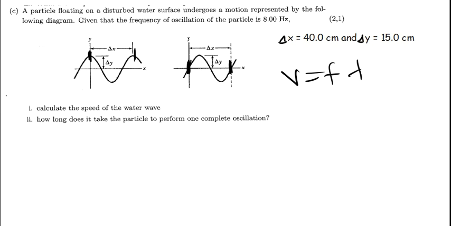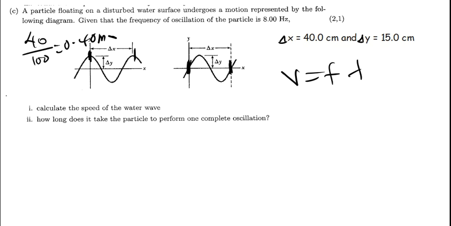So now the change in x at that point is what? That is the lambda. Lambda is measured in meters, so it is the same as the change in x in that case. Okay, so what is the change in x? Change in x is 40 centimeters. We have to convert this to meters, so I'll say 40 divided by 100, which is 0.40 meters.